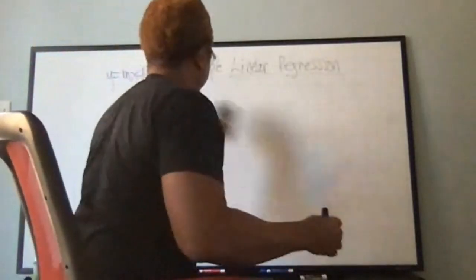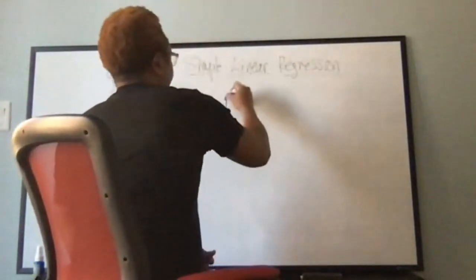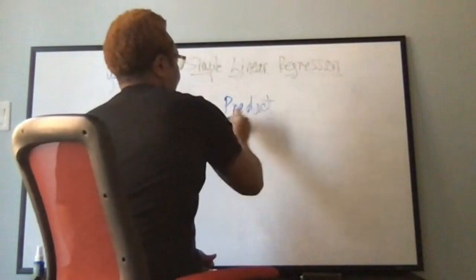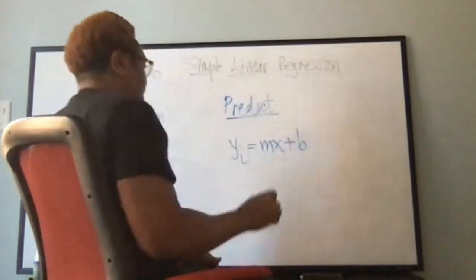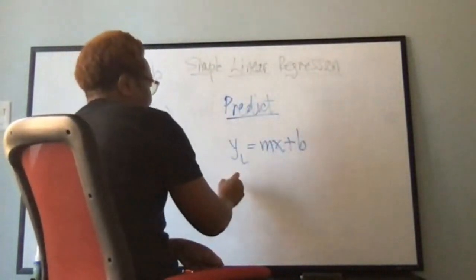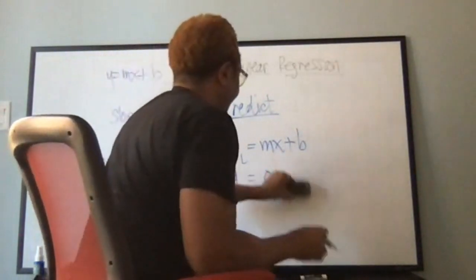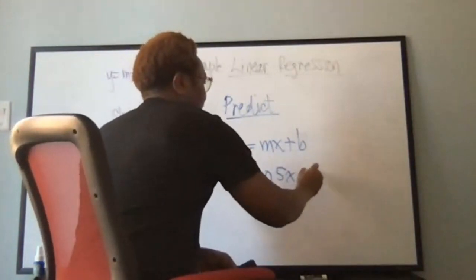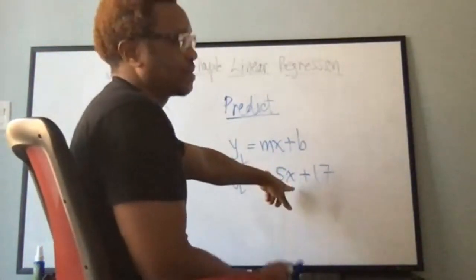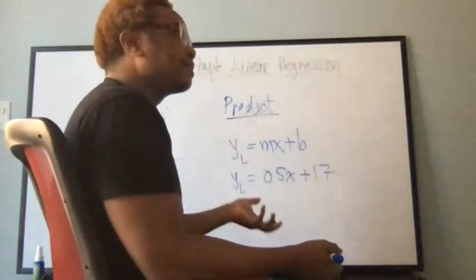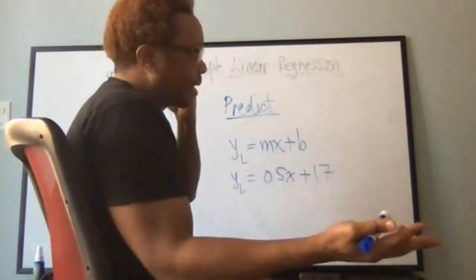But if I ask you to predict, let's say your equation looks something like mx plus b, and it ends up being something like 0.5x plus 17. Let's say x was website visits. I say predict sales when the website visits are some value.